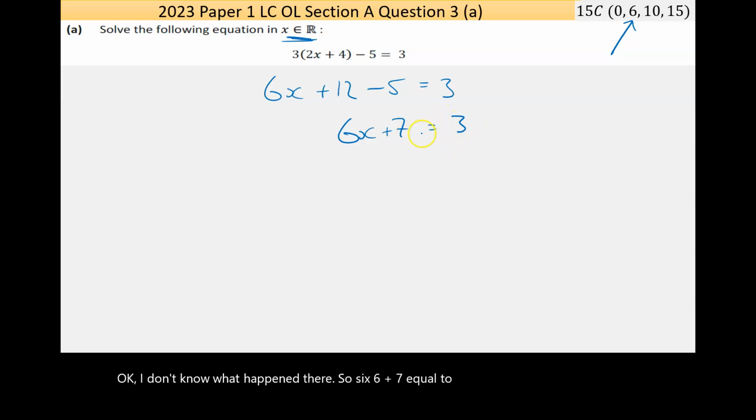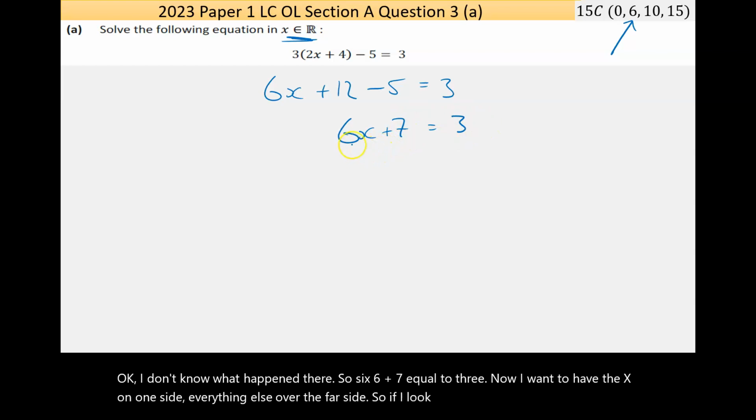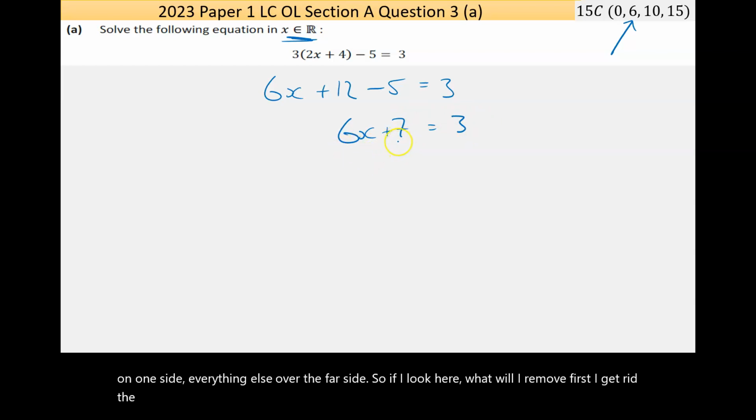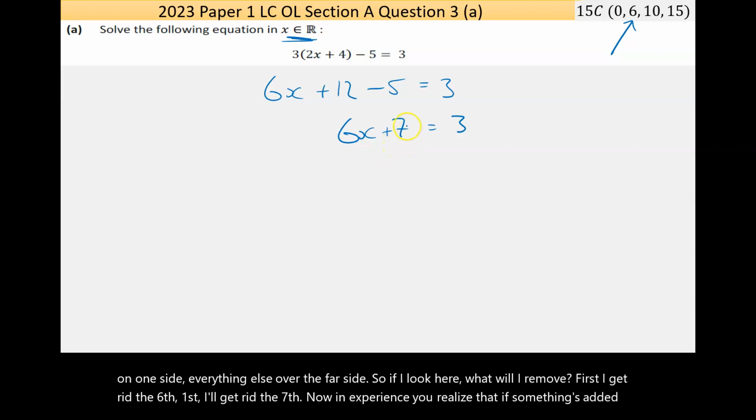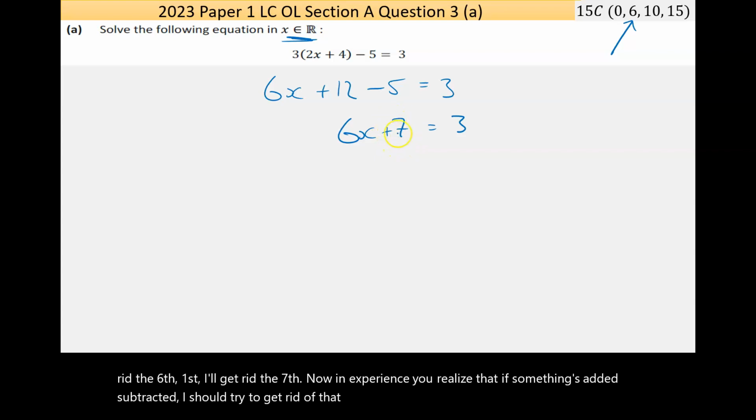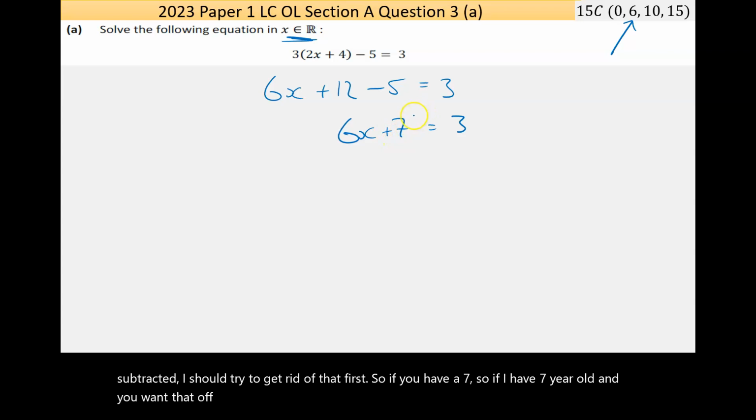Now, I want to have the x on one side, and everything else over on the far side. So if I look here, what will I remove first? Do I get rid of the 6 first or get rid of the 7? Now, with experience, you'll realize that if something's added or subtracted, I should try to get rid of that first. So if I have €7 and you want that off me, well, you could ask me nicely for it and I'll tell you where to go. But if you want to get it, it's a life or death situation, you have to take it.